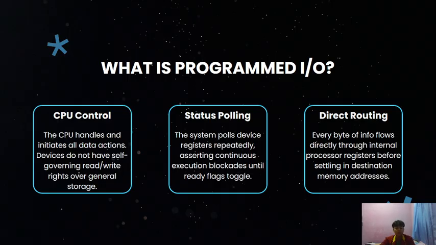The second, status polling. The CPU continually checks the status of the device to determine whether it is ready to communicate. Third, direct routing. Data travels through the CPU register before reaching memory or the target device. Because the CPU handles everything directly, this method is simple but not very efficient.